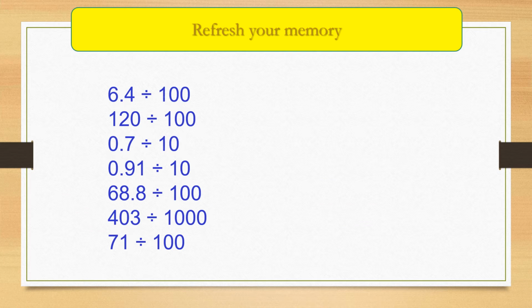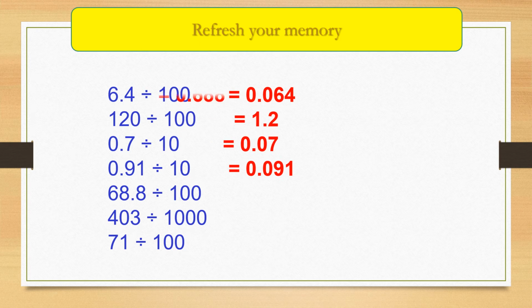Now let's remember how we divide numbers by powers of 10. You move the decimal to the left side. If, for example, you are dividing by 100, you move it to the left 2 digits. If you are dividing by 10, you move it 1 digit. So the first one, 6.4, you move the decimal 2 steps to the left, which is 0.064. 120 divided by 100, you move it also 2 steps. Same thing for the other numbers.